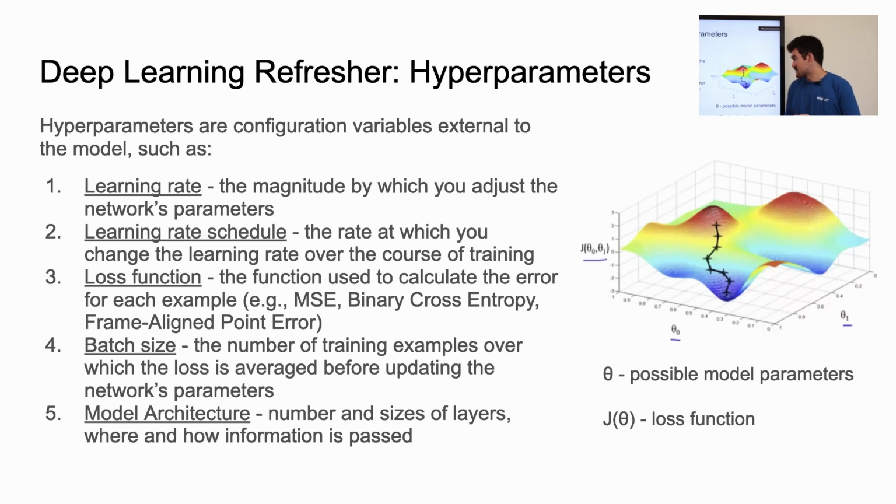Your loss function, so that's what's used to calculate the error for each example. So I've talked about mean squared error. Binary cross entropy is for binary classification. We've talked also about frame-aligned point error and AlphaFold.